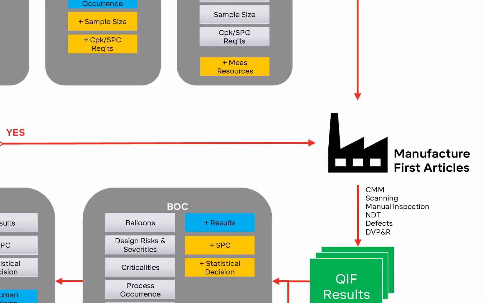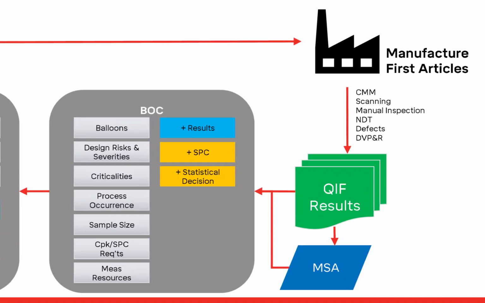So there, now we could start going into the first article process, and we start to create our first article. The result of that, we get some QIF results, which is information about that article or those articles that have been manufactured. We can carry out a measurement systems analysis from that data, and then we can start to inject that data back into the bill of characteristics. So now we've injected measurement resources back into that.